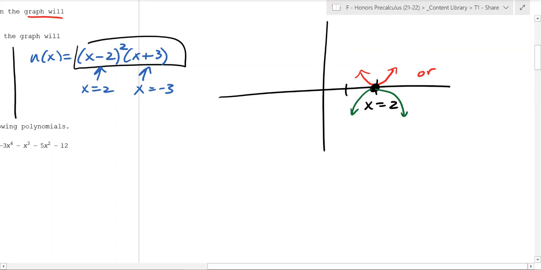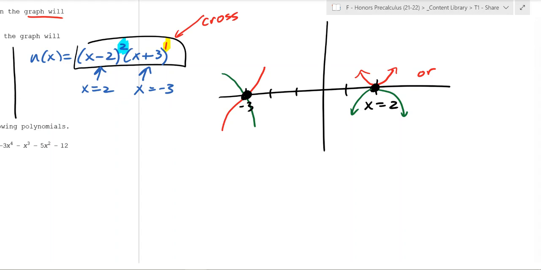And then at x equals negative 3, it's going to go through. So here at negative 3, it's either going to cross like this or cross like this. It's going to cross, and you don't quite know what the curvature looks like, but odd powers mean cross, and even powers mean bounce off.